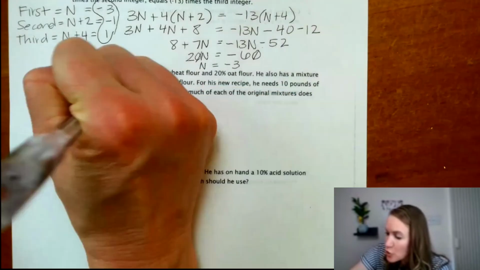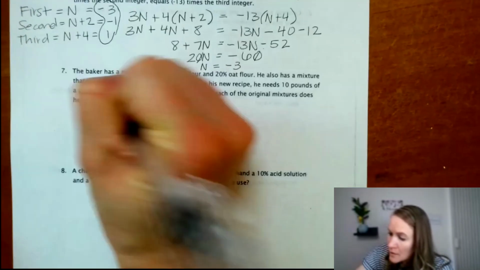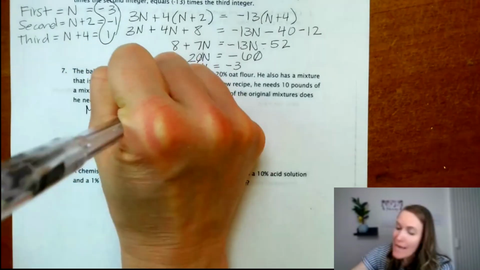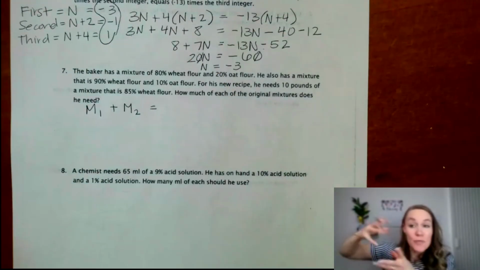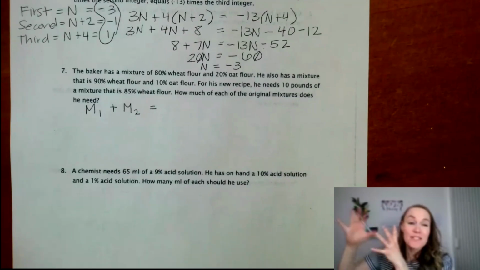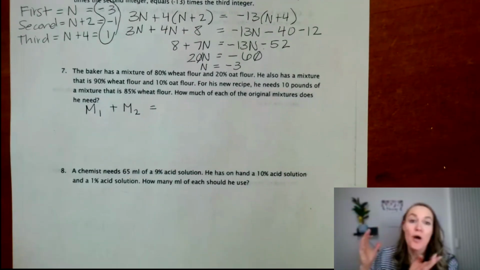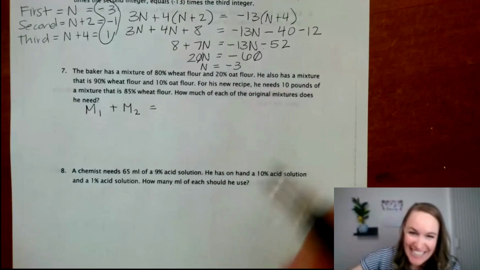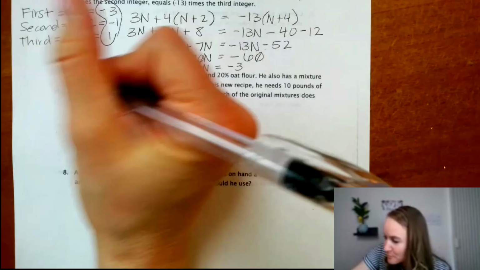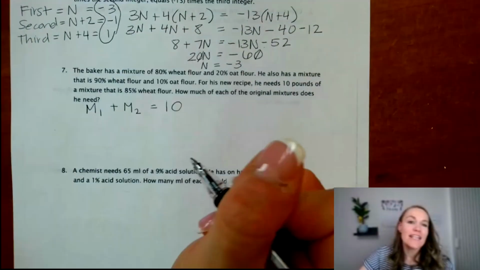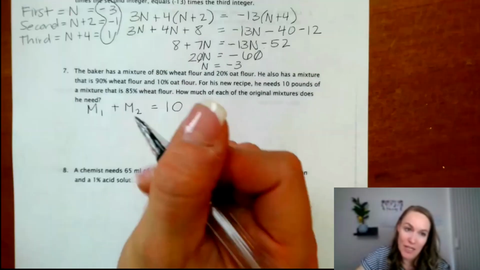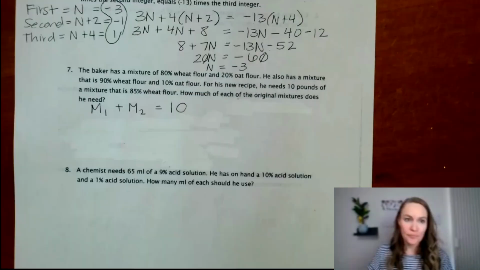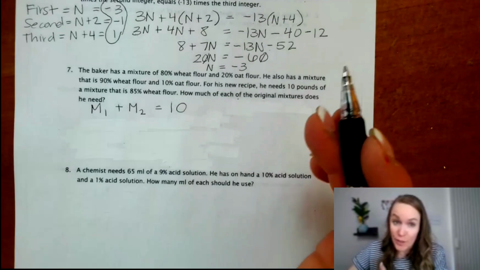So this mixture one plus mixture 2 needs to add up. So some poundage of mixture 1 plus some poundage of mixture 2 will need to equal how many pounds? So 10. But it matters to me how much of mixture 1 and how much of mixture 2. Okay, so we've got our first equation.